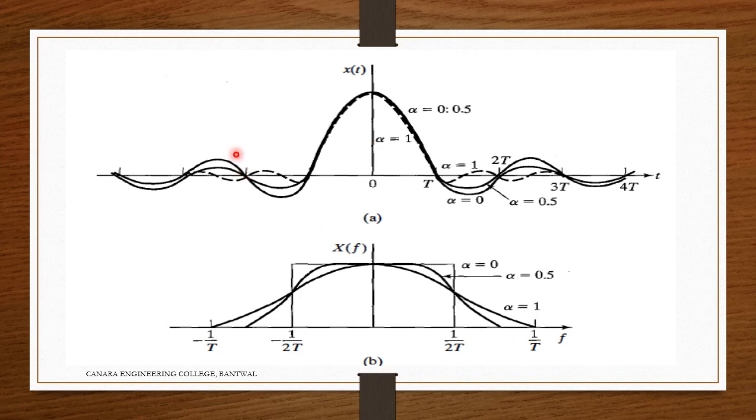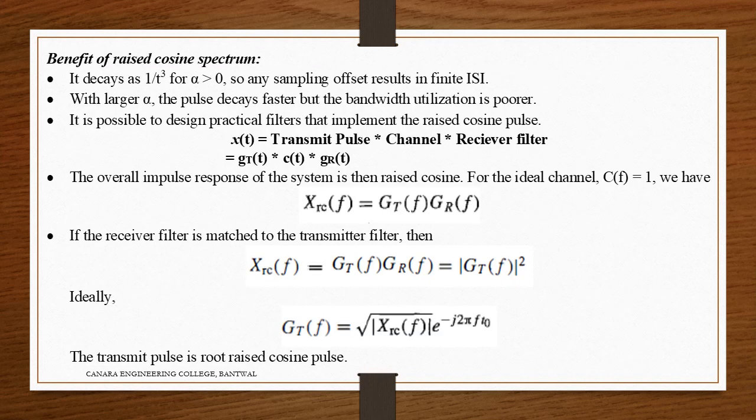Okay, then you can see alpha is equal to 1. Here, different factors will be affecting those things. So now we have to consider what are the benefits of the raised cosine function spectrum.